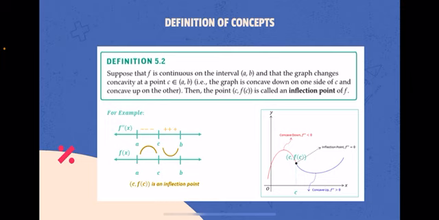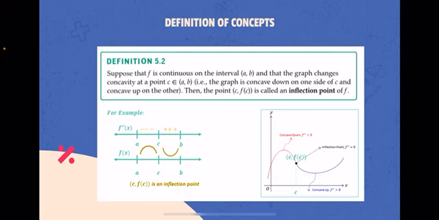Definition. Suppose that f is continuous on an interval (a, b), and that the graph changes concavity at point c belonging to (a, b). The graph is concave down on one side of c and concave up on the other. Then the point (c, f(c)) is called an inflection point of f.